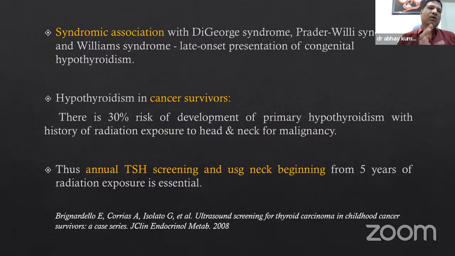Not only is it the classical age I have discussed, there is also the atypical presentation. There are a lot of syndromes which are associated with hypothyroidism. So if you are diagnosing DiGeorge syndrome, Prader-Willi syndrome, or Williams syndrome, they can have a late presentation of congenital hypothyroidism. Again, hypothyroidism in cancer survivors: we know that once there is radiation to the head and neck, at a later stage they can develop hypothyroidism.